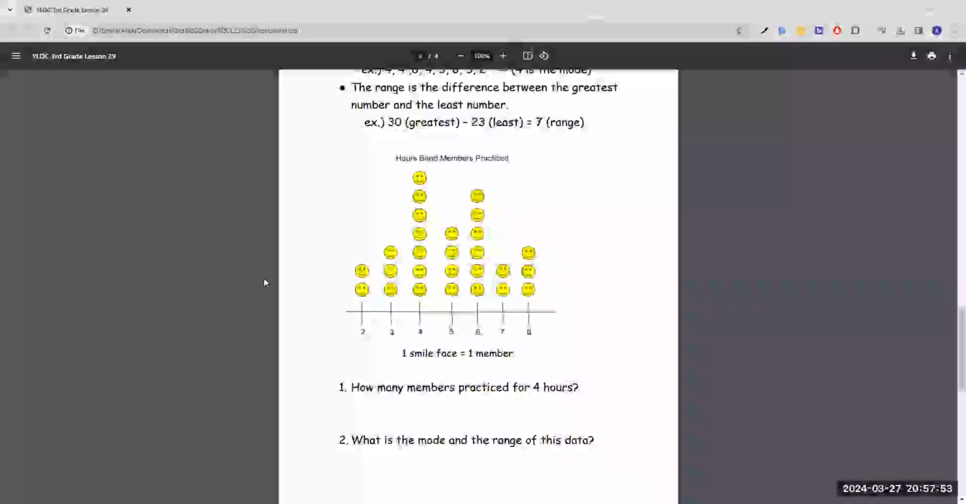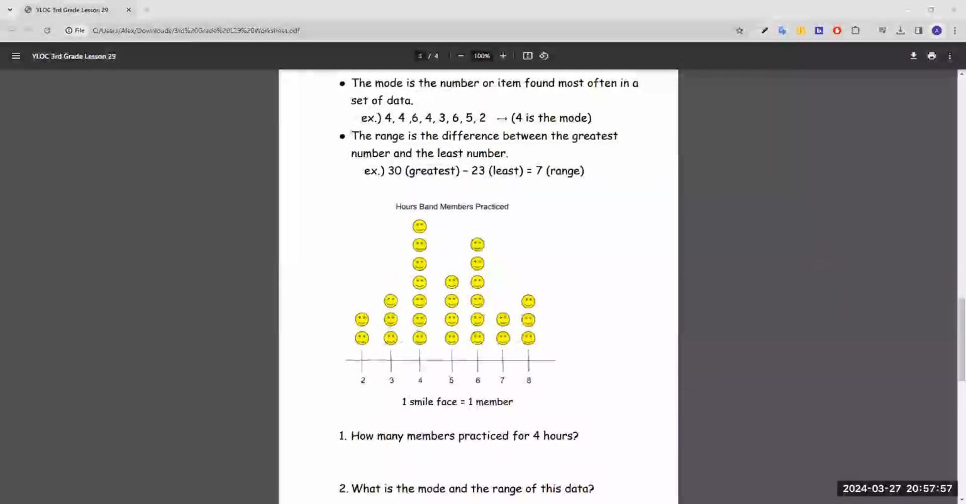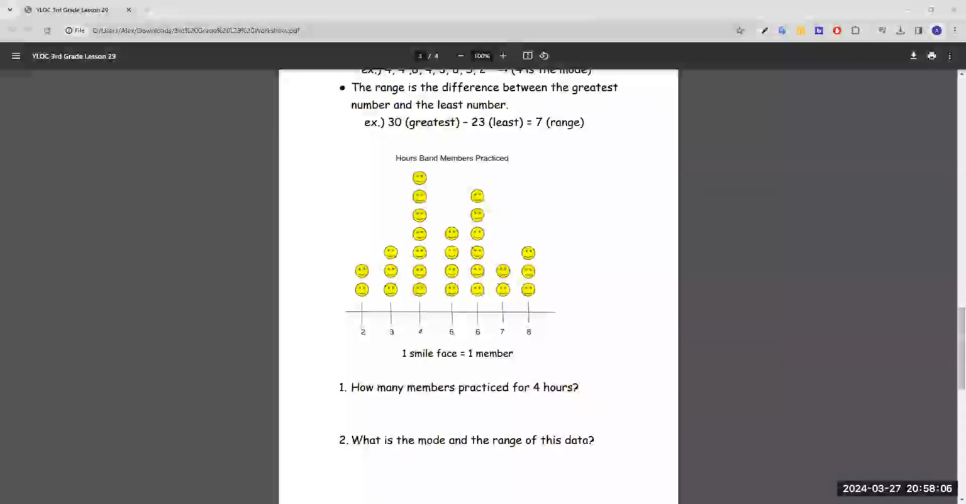Complete. How many members practice for 4 hours? So 1 smiley face equals 1 member. And on 4 hours, there's 1, 2, 3, 4, 5, 6, 7 smiley faces, which means 7 members practice for 4 hours. Number 2, what is the mode and the range of this data?